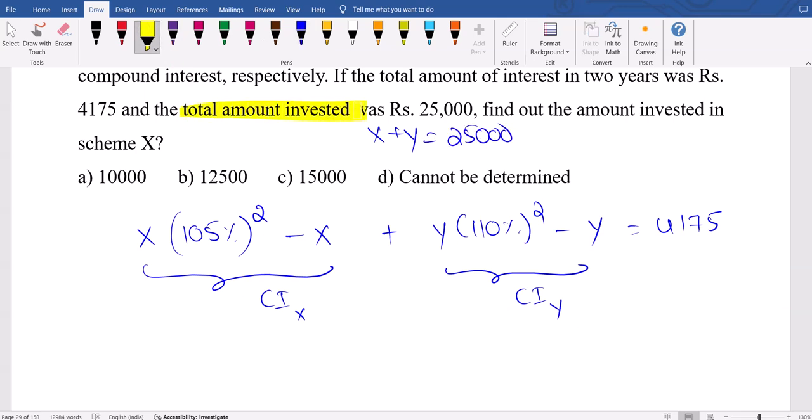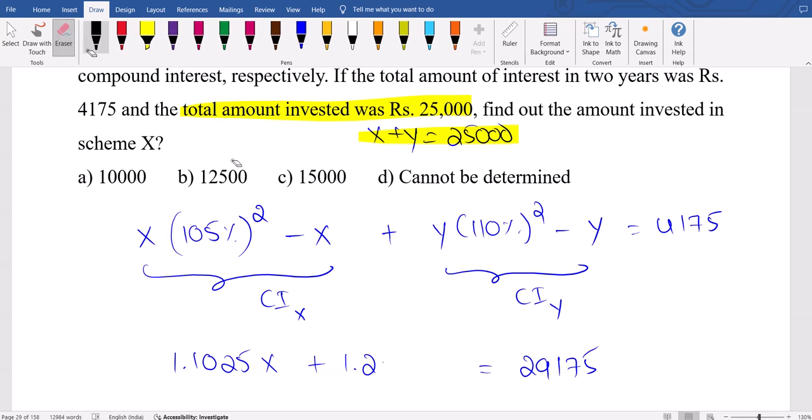Send that X and Y to the other side. Send this minus X and minus Y to the other side. So 25,000 plus 4,175, 29,175. 105% whole square means it's 1.1025. If we do whole square for 110%, it means 1.21. 11 square is 121. You can directly write 1.21y.